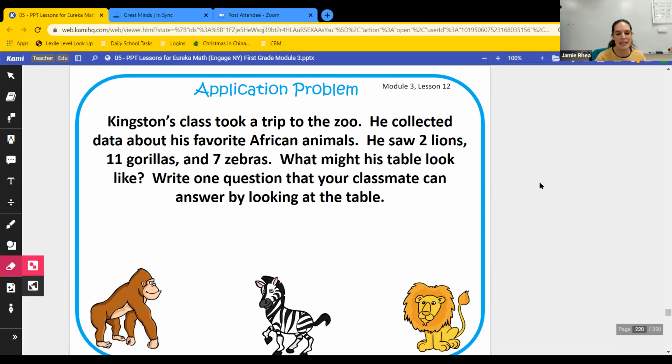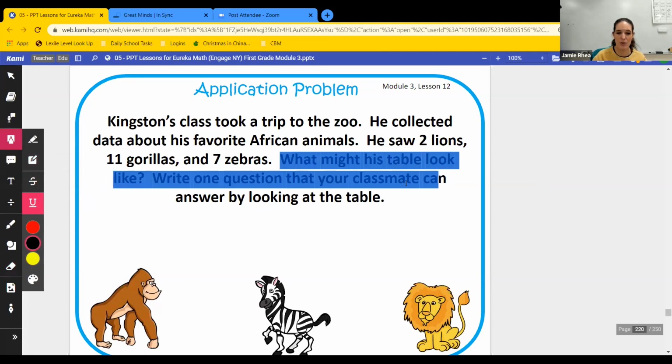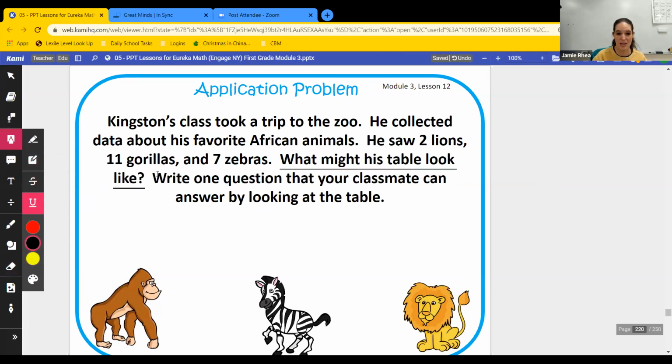Read with me. Keaton's class took a trip to the zoo. He collected data about his favorite African animals. He saw 2 lions, 11 gorillas, and 7 zebras. What might his table look like? Write one question that your classmates can answer by looking at the table. Okay, I saw 2 things it wants us to do. It wants us to answer the question, what might his table look like? And we have to write one question our classmates can answer by looking at the table we create.